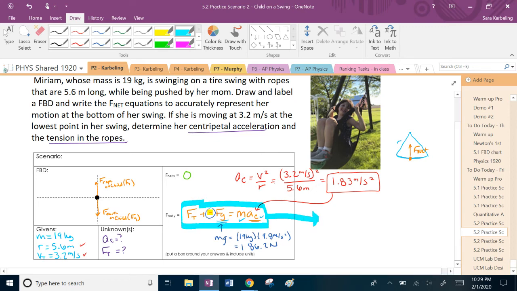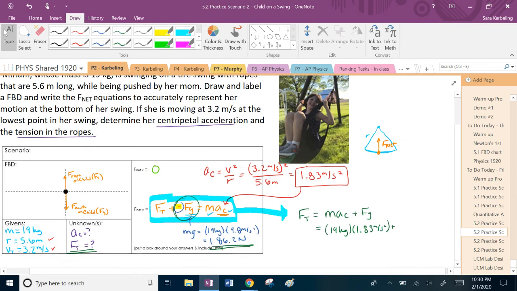I'm going to rewrite this right over here. F_T, that's the thing we're looking for, remember, that was one of our unknowns, is equal to m a sub c. And then I'm going to add F_g to both sides because it was a negative before. So I've got plus F_g. So now we can plug in some numbers. I know the mass was 19 kilograms. The centripetal acceleration, that's the net acceleration that she's experiencing, is 1.83 meters per second squared. And then I'm going to add that F_g, which is 186.2 newtons.